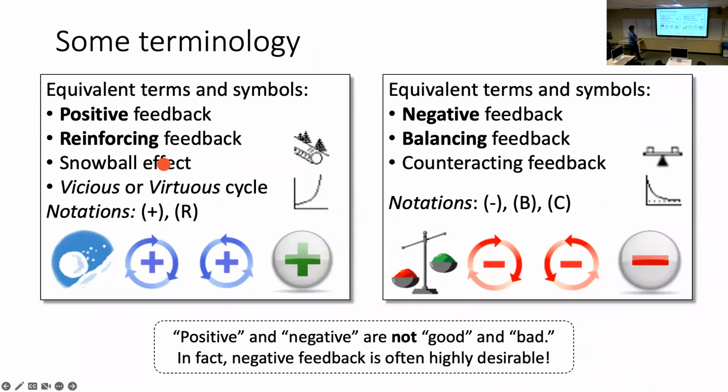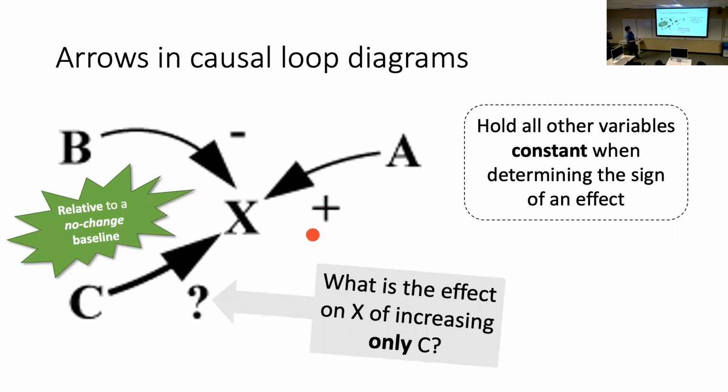All of the terms here, snowball effect, positive feedback, virtuous cycle, vicious cycle, these are all synonyms for positive feedback. Likewise, negative, balancing, counteracting, all synonyms for negative feedback. And now that I'm thinking of synonyms, when I go back to labeling links, this plus and minus, remember, these also could be labeled S for same or O for opposite. So know that plus and S are the same and minus and O are the same. If I grab a causal loop diagram from another textbook where they use S's and O's, I'm expecting you to know that the S's are positive and the O's are negative.